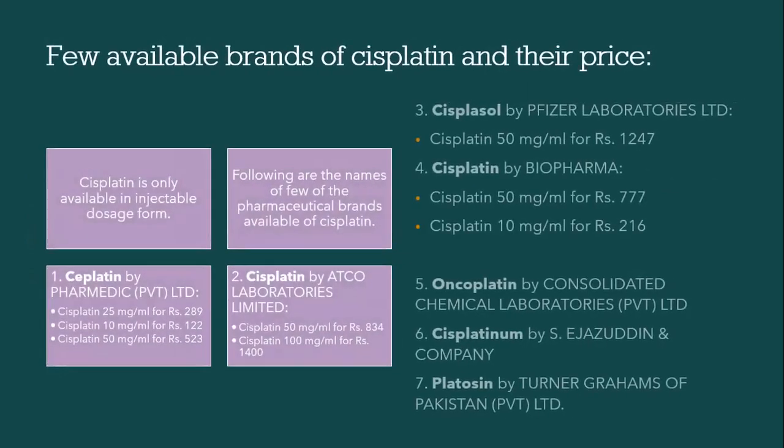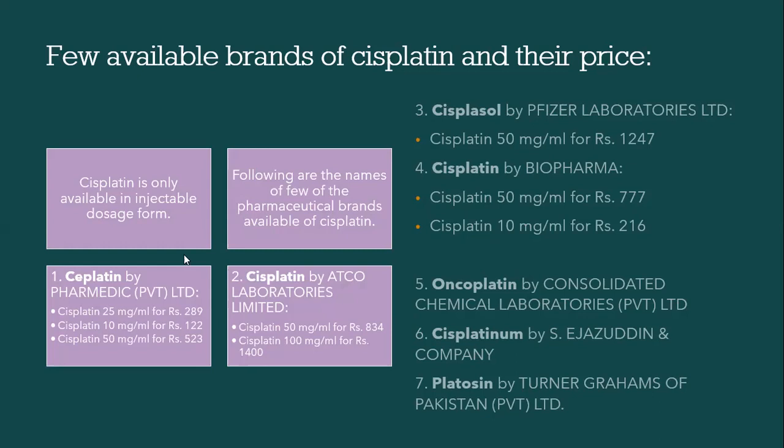So we have already established that the only available dosage form of cisplatin is in vial for IV administration. But even in this single type of dosage form, it is manufactured by a number of different pharmaceutical companies. They make different brands of cisplatin, but the packaging is the same for all the brands, that is glass vial. But there is a difference in strength of the preparation and prices. In this slide, I have mentioned the names of those pharmaceutical companies that make cisplatin along with the brand names.